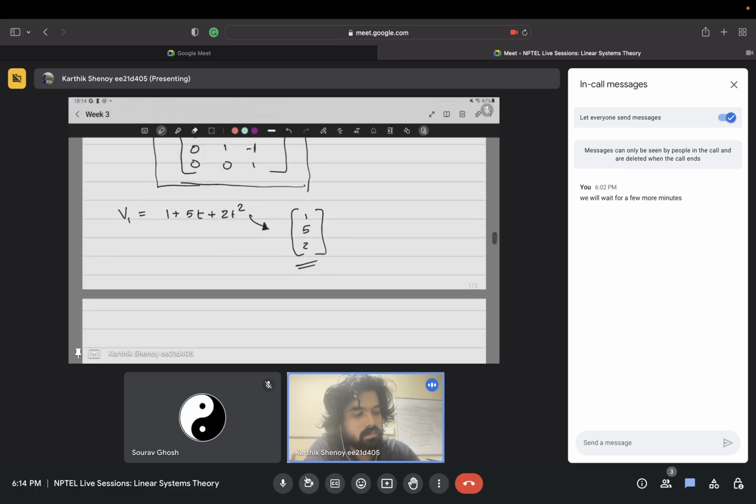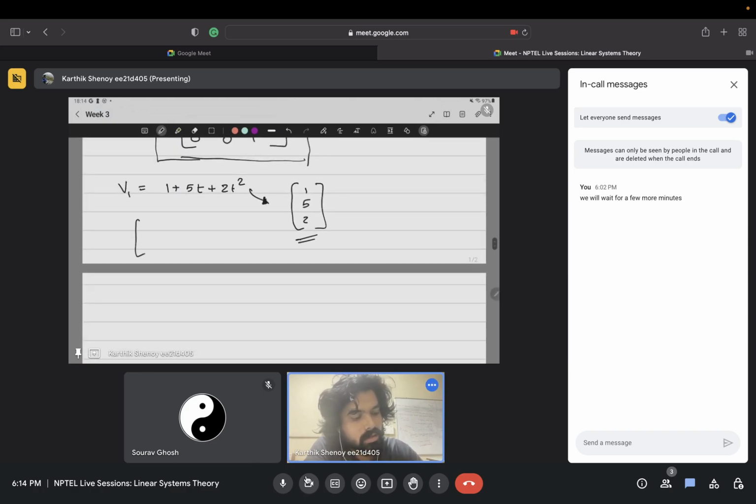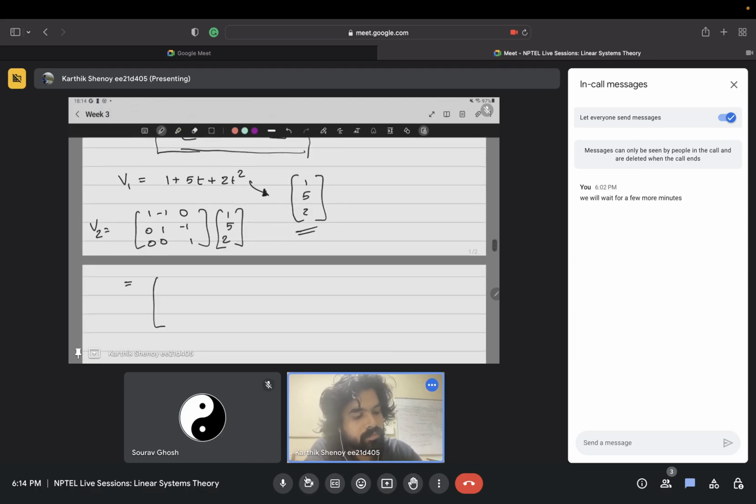So what should I do? Just multiply it, right? So I'll multiply that. So this will be nothing but, I'll take V2 as 1 minus 1 0, 0 1 minus 1, 0 0 1 times 1, 5, 2. So that will be equal to minus 4, 0, 5 minus 2, 3, 2.